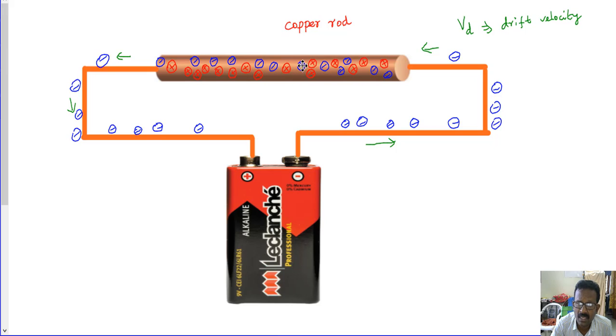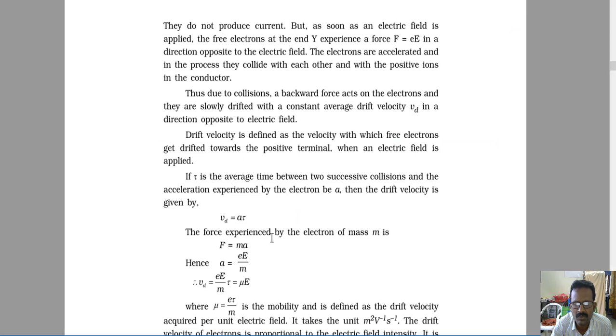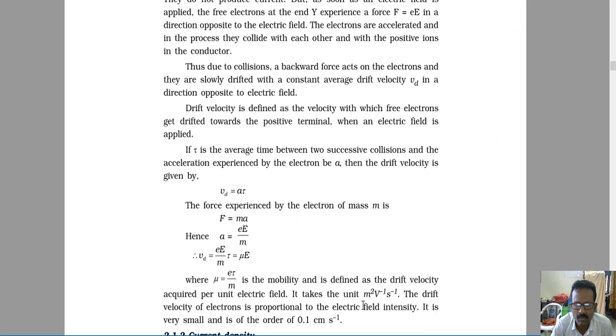The electron will get collided because when it moves, the positive nucleus, which has positive charge, will attract this electron. Then this positive terminal will attract the electron with some sort of acceleration, and then it will start to move in this direction. That is what I have explained. You just pause this video and learn about it. They have given the speed as 0.1 centimeter per second.